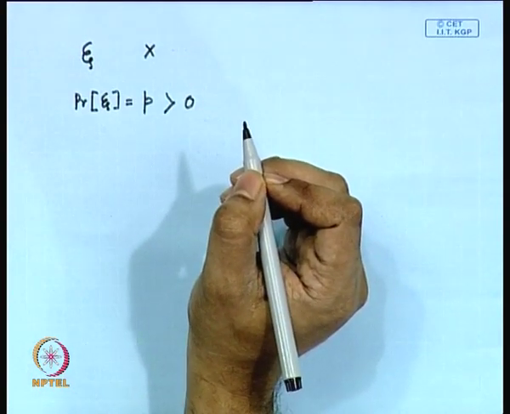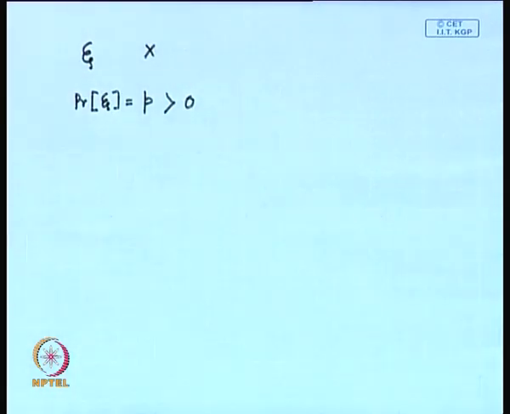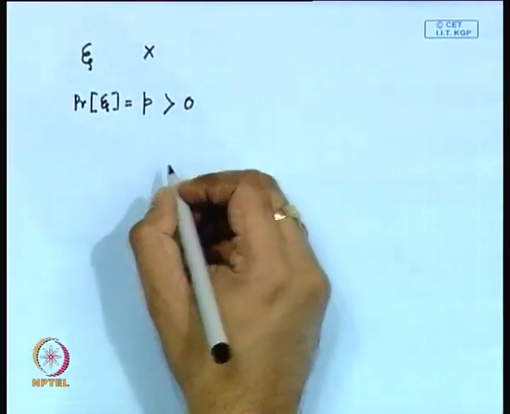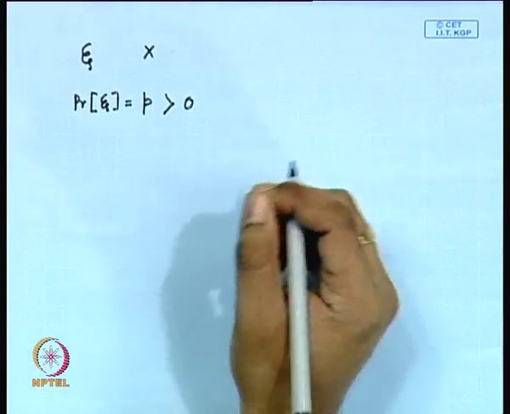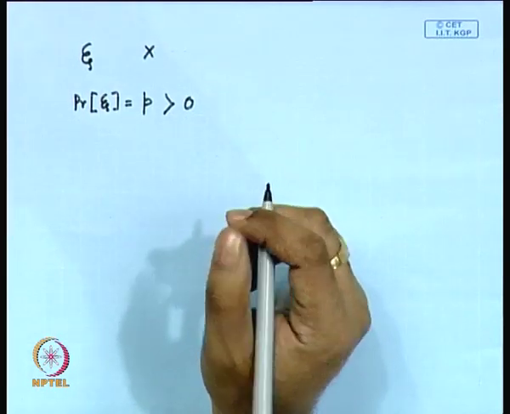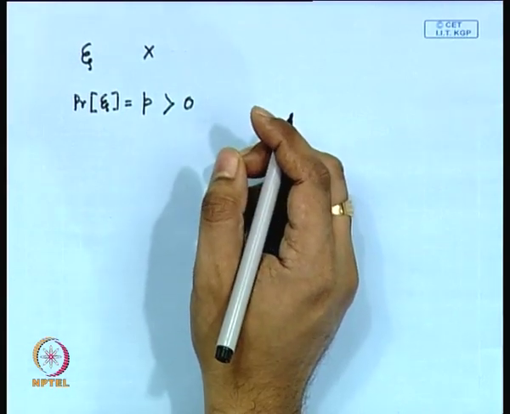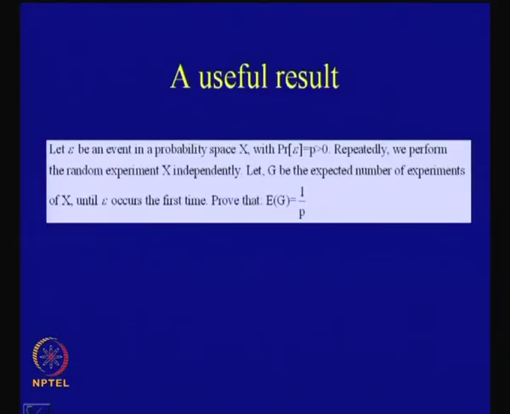Okay, it's greater than 0. So what we then do is repeat this experiment again and again. We do the experiment X once, we do the experiment X twice, and what we need is to find out the expected number of experiments of X until epsilon occurs the first time. So we are interested in a particular event.